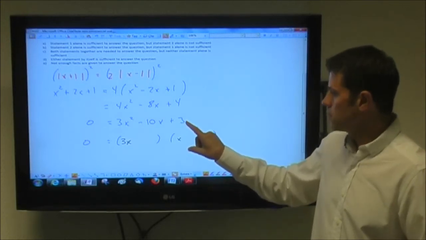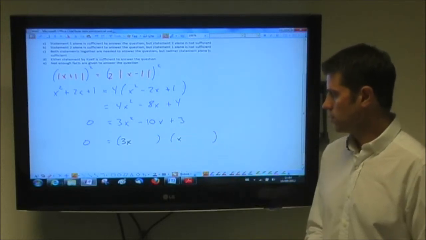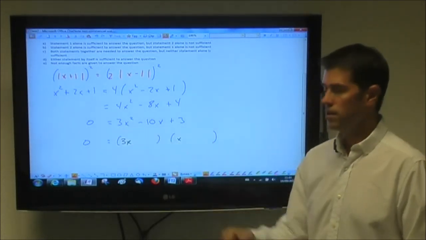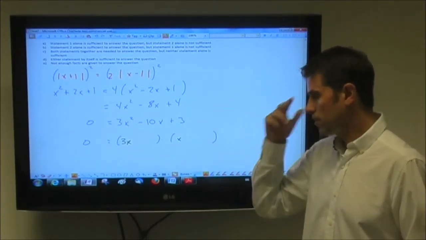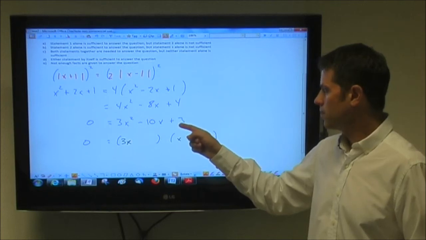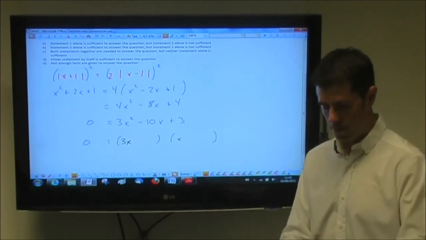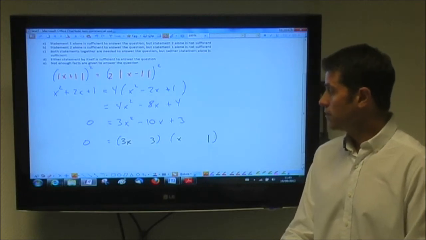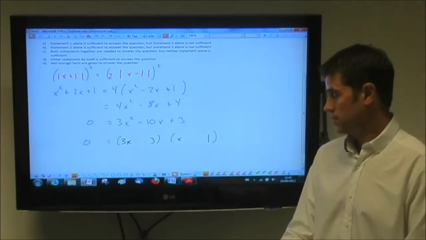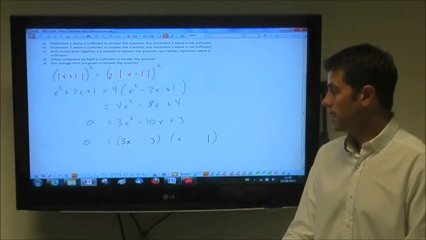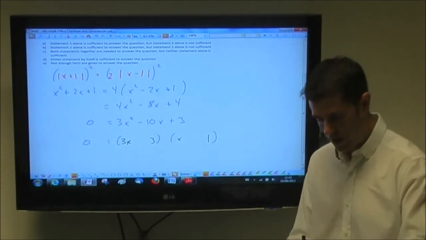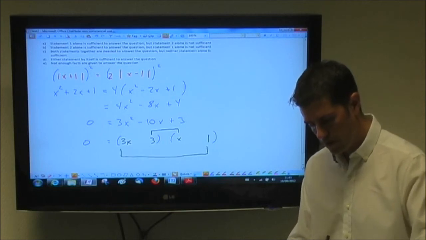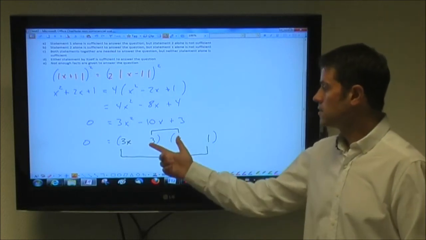Then I focus my attention on the 3. This times this has to equal 3. To be honest, when you have a number higher than 1 here, the easiest thing to do is come up with any numbers where the product equals 3, for example, 3 and 1. Now I have to figure out how I'm going to get a minus 10x. To get a minus 10x, I have to look at the inner terms, which is the product of these plus the product of these. How do I know I have to take the sum of these two?